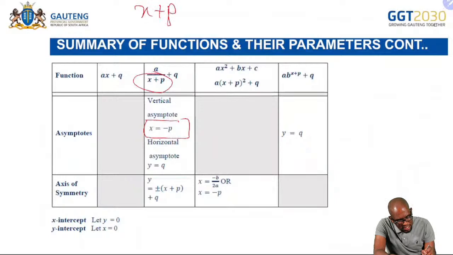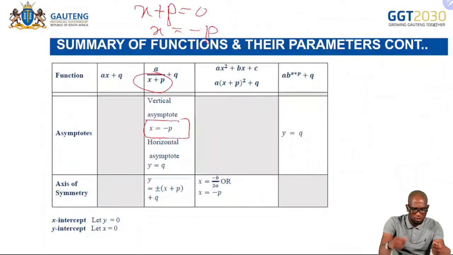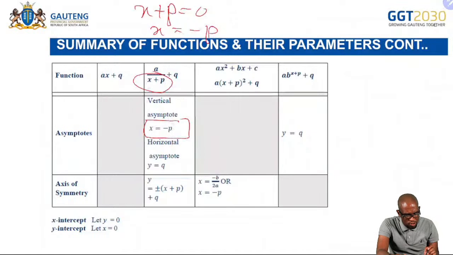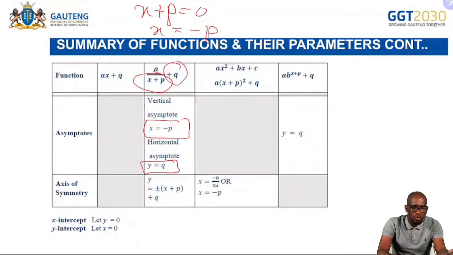To actually get to the asymptote, you equate that to 0, and then x is equal to minus p, when you transpose the p. So you get that the vertical asymptote is x equals negative p. It takes the negative of what is given on that particular equation. And then for the horizontal asymptote, obviously you're going to take this as your horizontal asymptote, right?